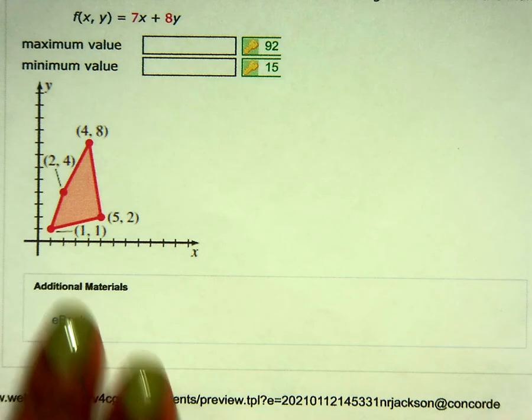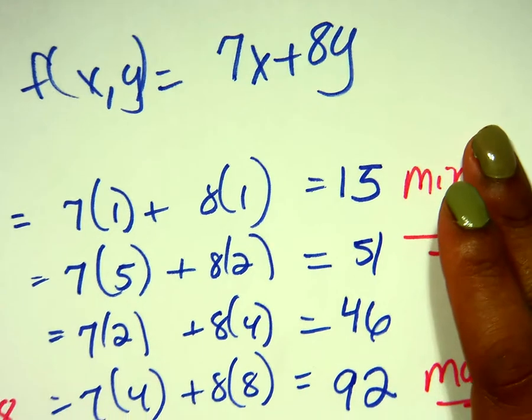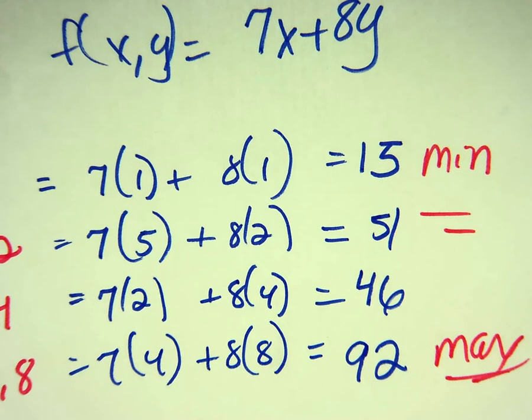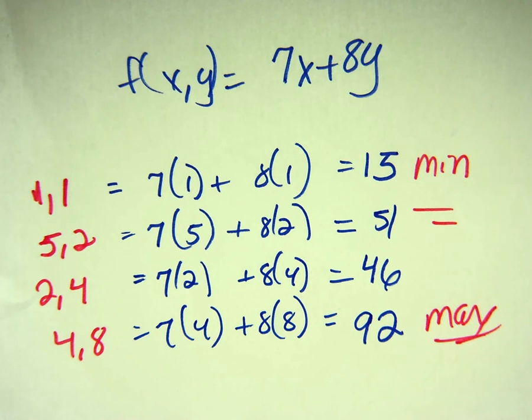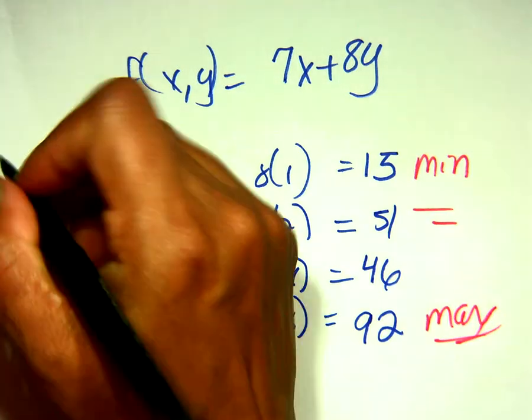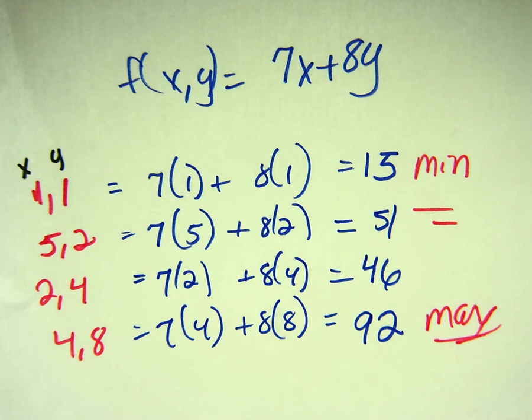So here's what I did, and hopefully you can see it. Let me try to zoom out a little more. Okay, so I followed my own instructions, the same ones I gave you. I jotted down those vertices. So here goes 1 and 1, 5 and 2, 2 and 4, and 4 and 8. But here's what I didn't tell you. These are also my x values and my y values. Notice what I did. I substituted them into this particular function, aka equation.